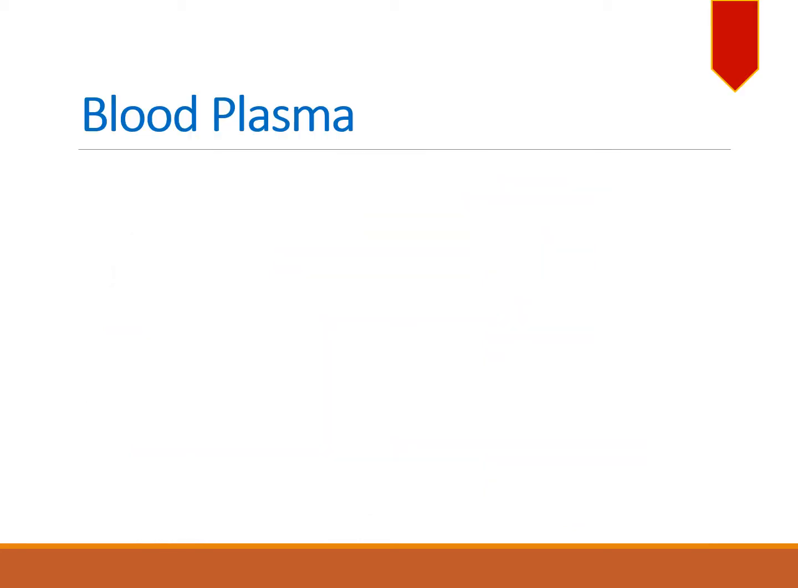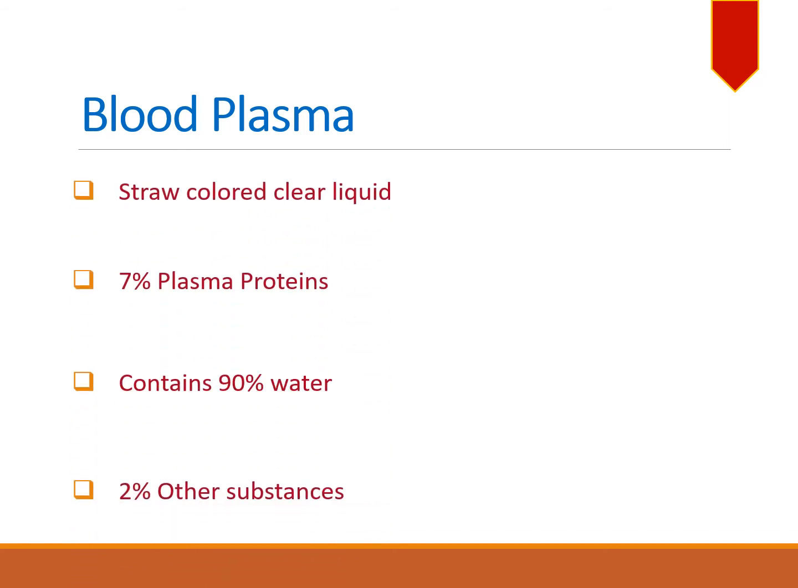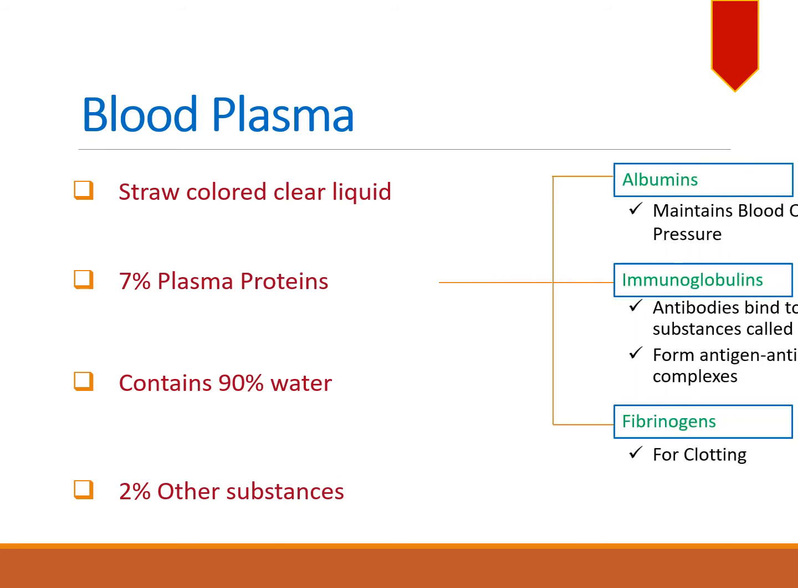Next, we'll see blood plasma. Blood plasma is a straw-colored clear liquid. It contains 7% of plasma proteins, 90% of water, and 2% of other substances.